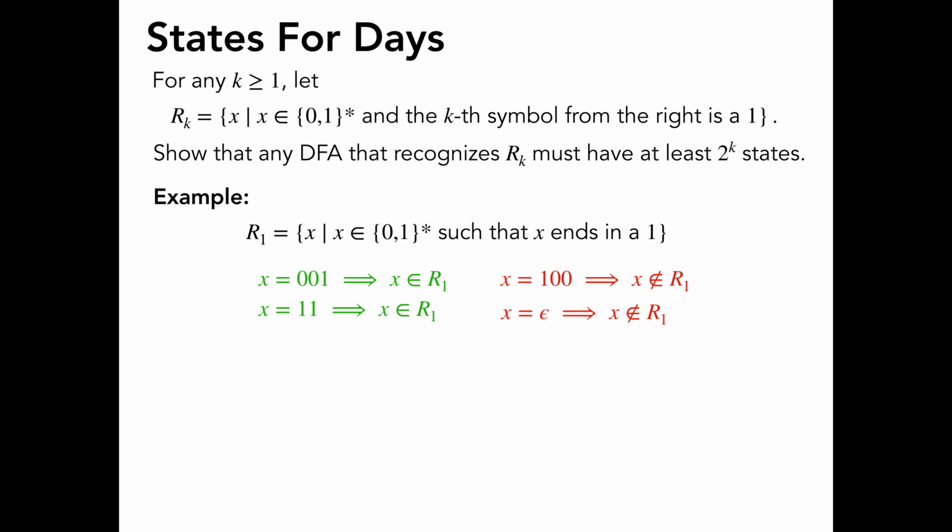Now the main claim here is that any DFA that recognizes r sub 1 must have at least 2 states. Feel free to pause this video right now or take some time to think about why this might be true on an intuitive level.